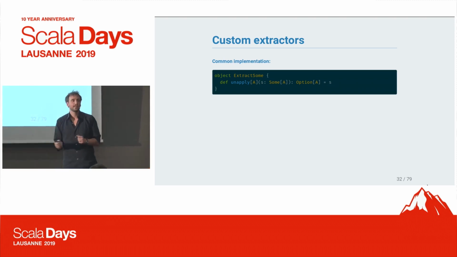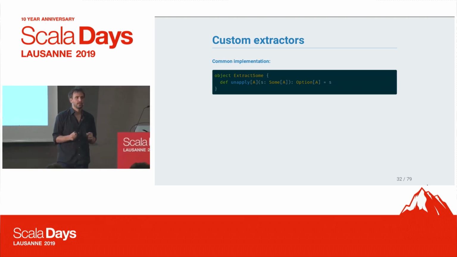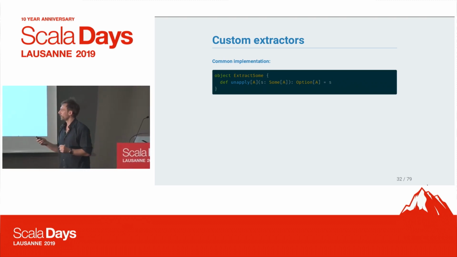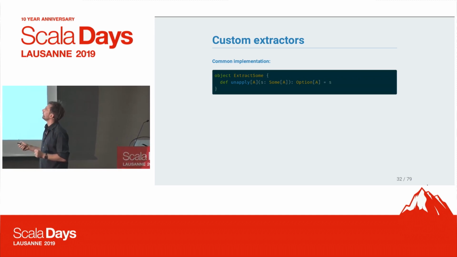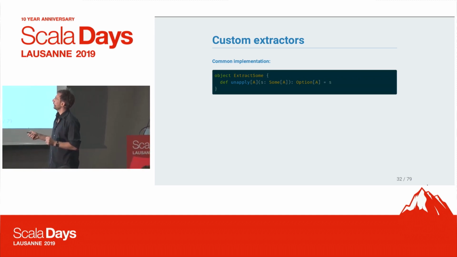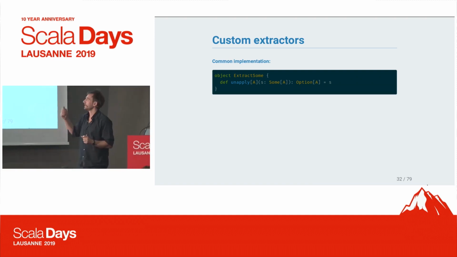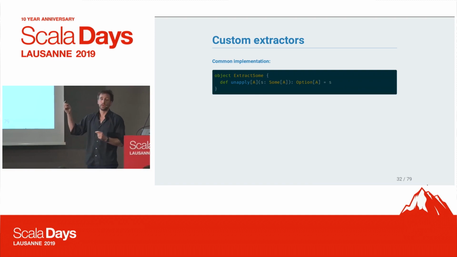Custom extractors, right. Does everybody know what a custom extractor is? I'll take that as a yes. So what's going on here is I'm declaring an object ExtractSome with an unapply method that for any Option[A] is going to return a value of type Option[A]. And this allows me to use ExtractSome in a pattern match. And this is really very wrong.